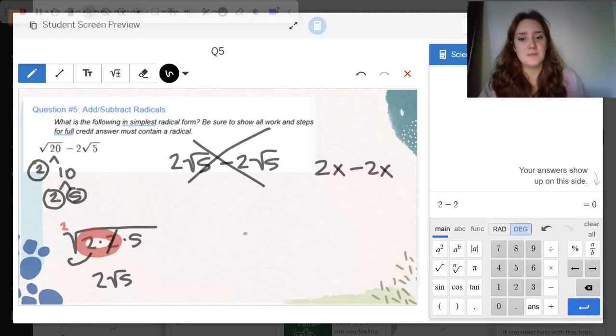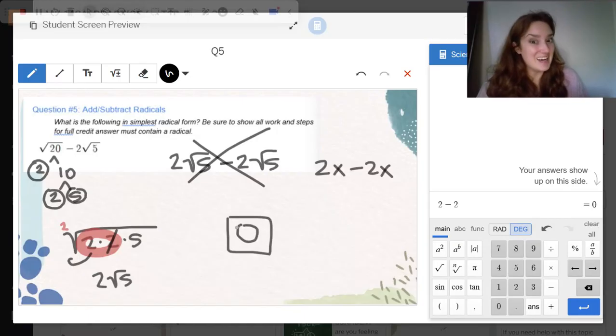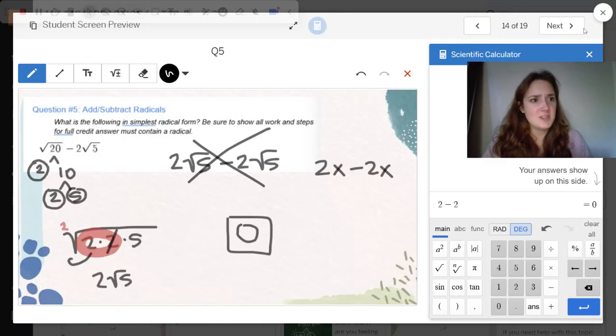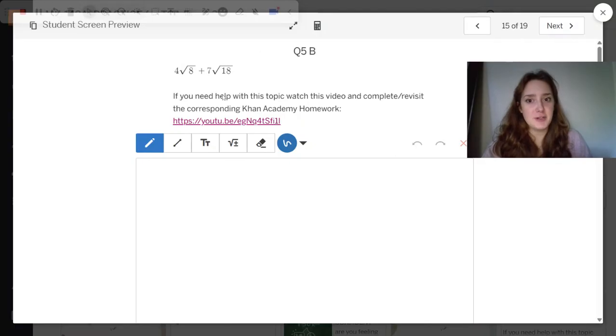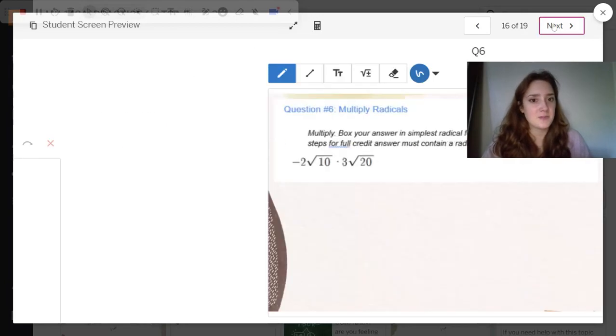So they cancel. This was a fun one. Our answer is actually 0. There's nothing left. They got canceled out. They're gone. All right, that was question number 5. And then I believe there is still a B for you to try. And then once you attempt, you can scroll down to check your answer, see if you got the right answer.